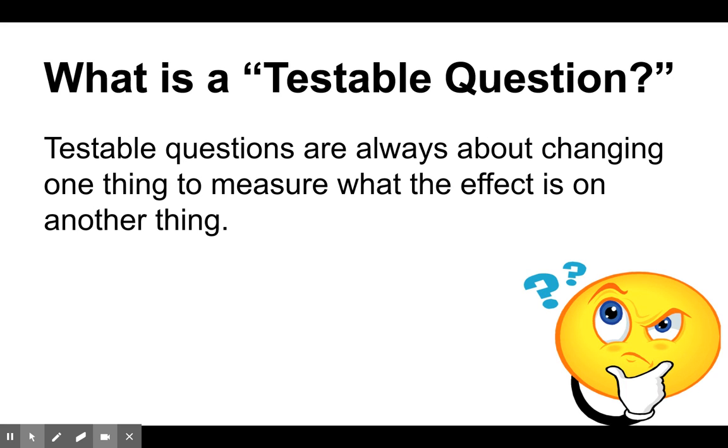Okay, so in addition to that definition, testable questions are always about changing only one thing to measure what the effect is on another thing. If we change too many things in what we're trying to do, we won't know which one is affecting the outcome. So in testable questions, in scientific experiments, we really need to change only one thing at a time to measure it and determine its effect. Please write this down underneath your definition of testable questions. This is an important point to know about them.